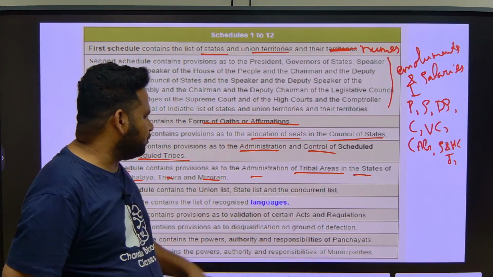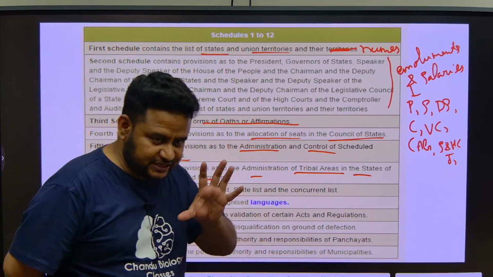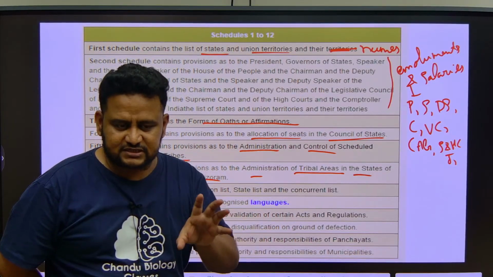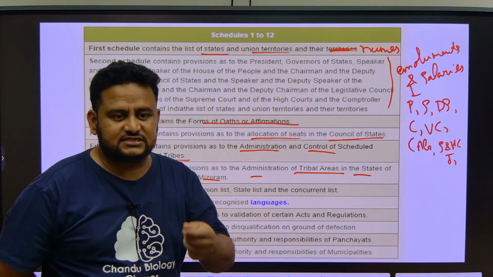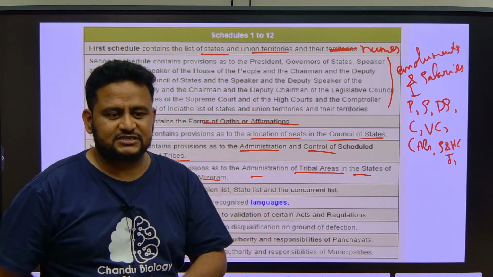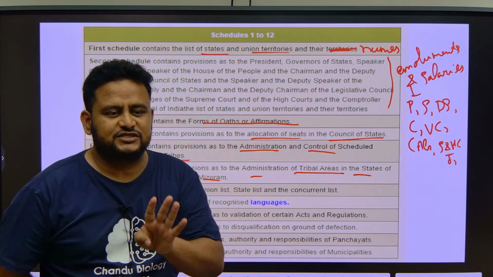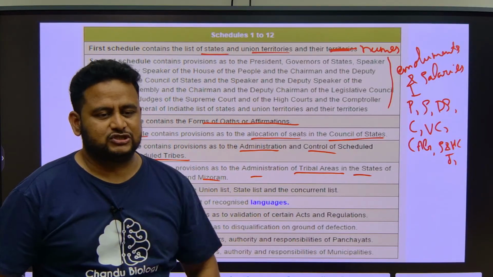Sixth schedule contains provisions for administration of tribal areas. Fifth is scheduled areas and scheduled tribes. Don't get confused. Sixth is tribal areas. Tribal areas in which states? Not all the states of India. It is talking about only 4 states: Assam, Meghalaya, Tripura and Mizoram. Okay.